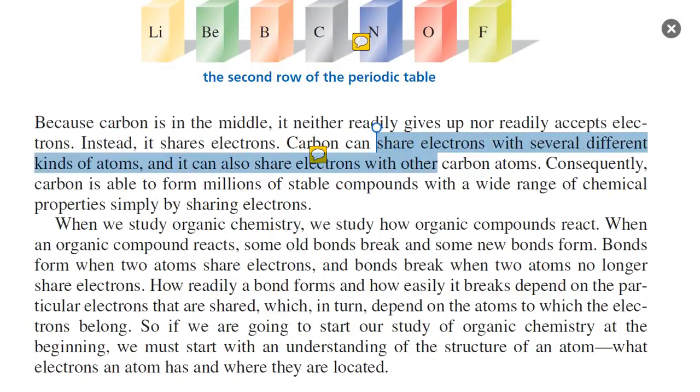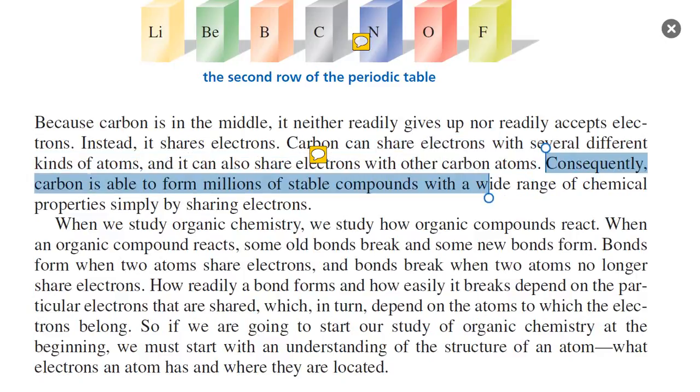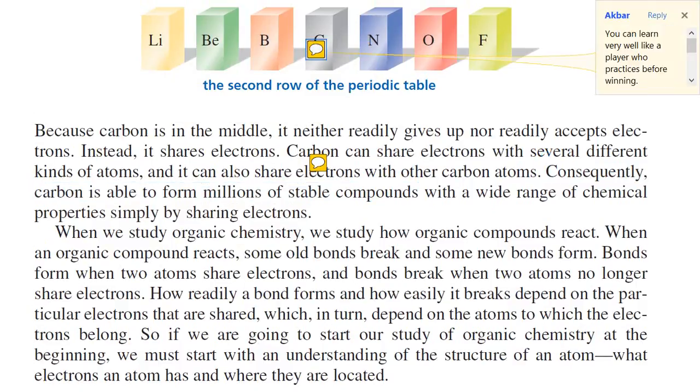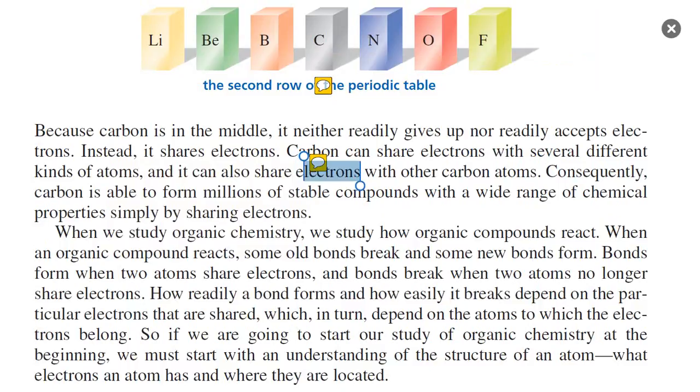So it can share electrons with other carbon atoms. That's absolutely amazing. Then what's going to happen? Consequently, carbon is able to form millions of stable compounds, like a very friendly person who can make so many friends. So carbon shares electrons, and you get millions of compounds. You will see carbon's stable compounds. So carbon is a good guy with a wide range of chemical properties, different properties you will see, and by sharing electrons, that is amazing.